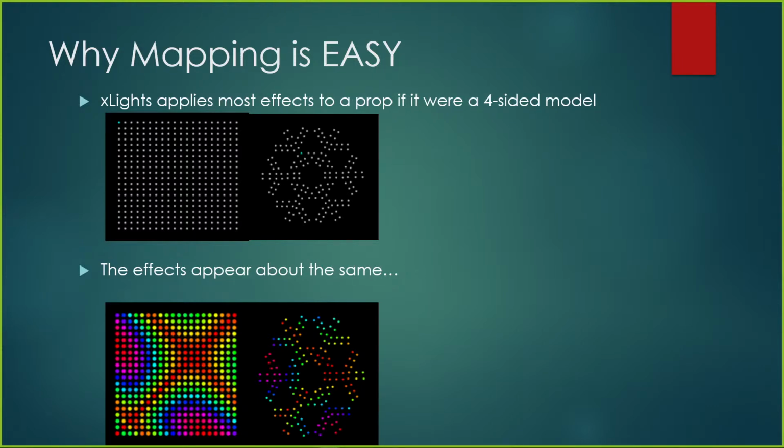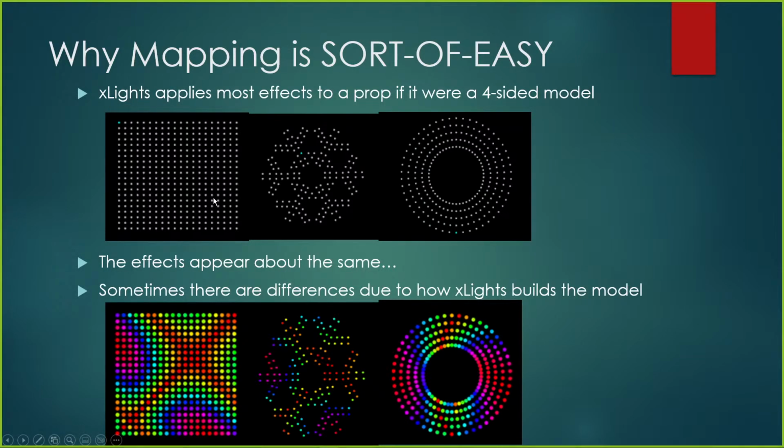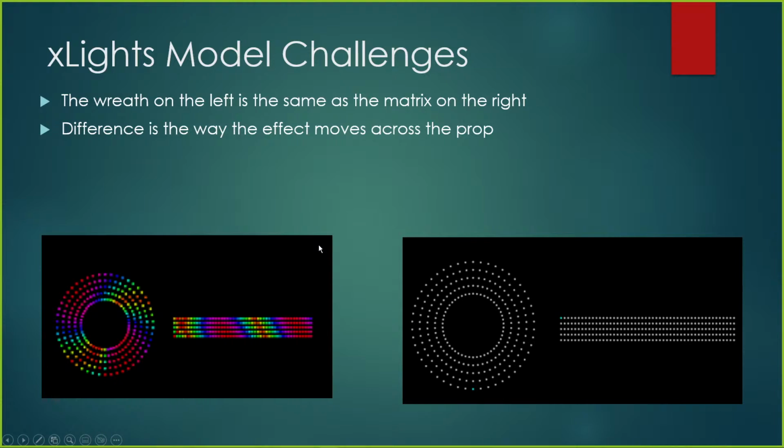And you can see in the second screen there, the effect can appear about the same just by looking at it. However, there are some challenges, and this is why mapping is sort of easy, because there are some models, and there are some submodels for that matter, where it doesn't map exactly the way that you think it's going to. So sometimes there are differences in how an effect renders or comes across the model just because of the way xLights builds the model for you. We'll get more into that here whenever you see these two models side by side.